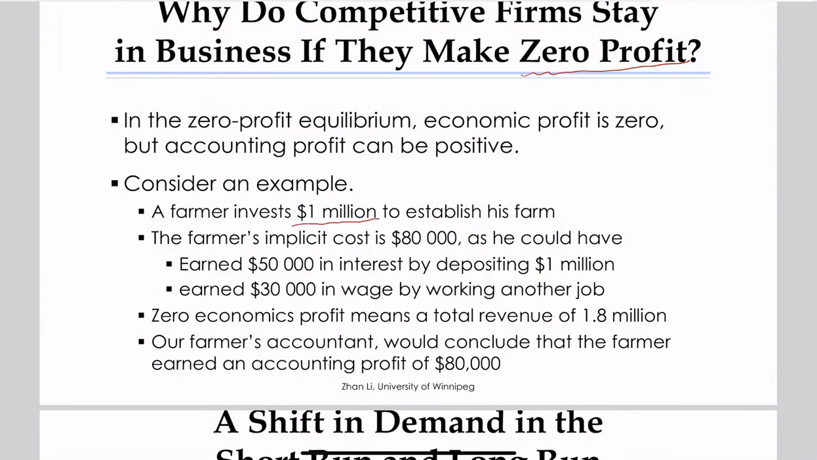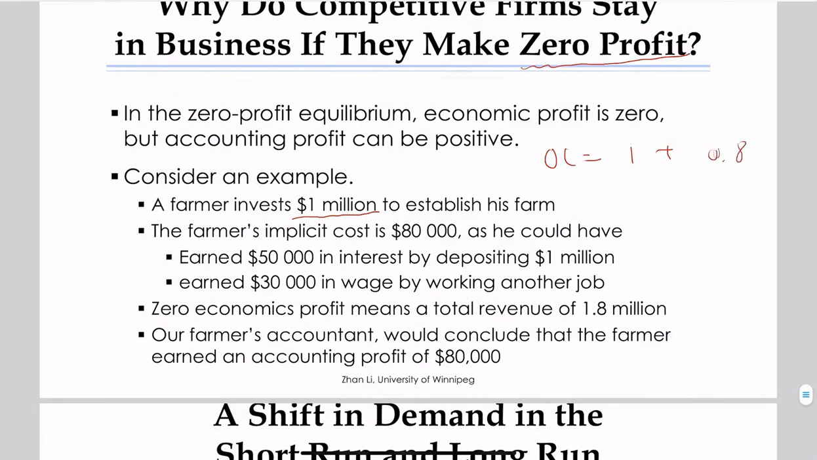And we assume the farmer's implicit cost is $80,000 because he could have earned $50,000 in interest by depositing $1 million. And he also could have earned $30,000 in salary by working a different job. So you can see that here essentially opportunity cost equals 1 plus 0.8, right? And this 1 is explicit opportunity cost. And this 0.8 is implicit opportunity cost, right?